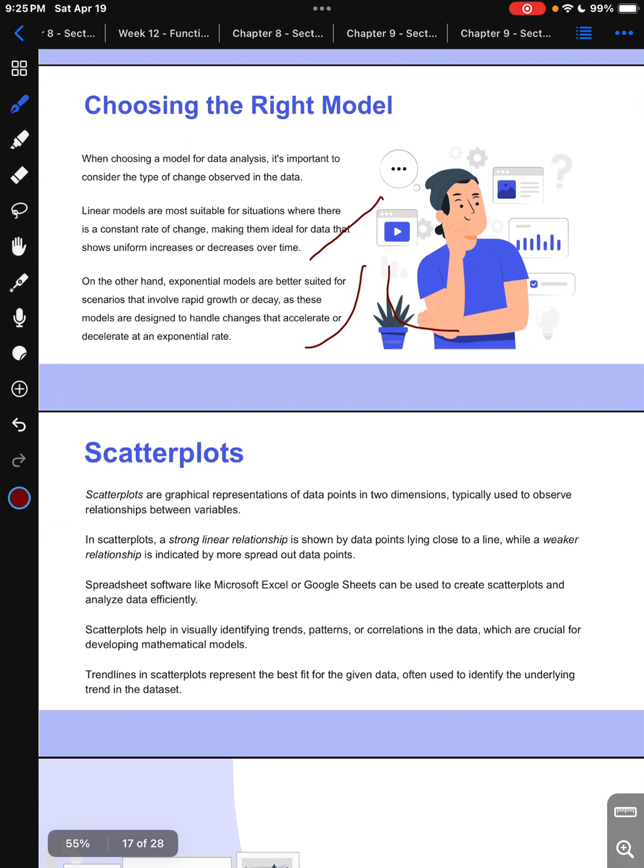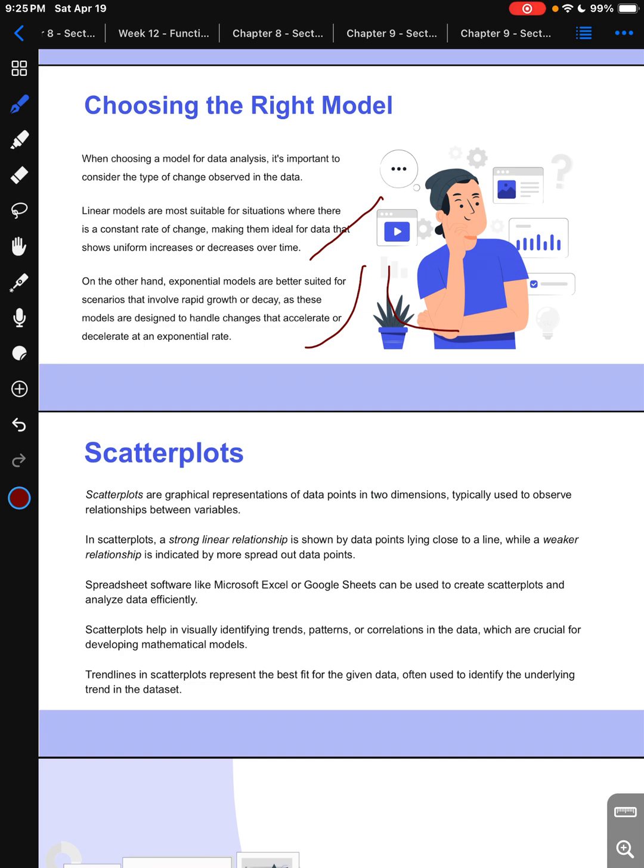Scatter plots are graphical representations of data in two dimensions, typically used to observe relationships. In scatter plots, a strong linear relationship is shown by data that lie close to a line, while a weaker relationship is indicated by more spread out data.